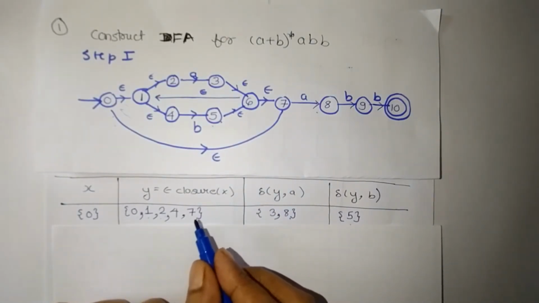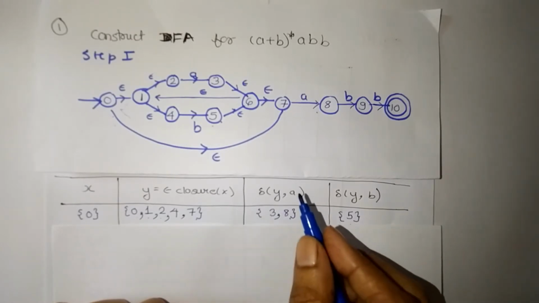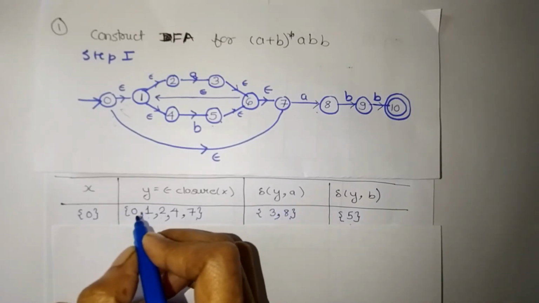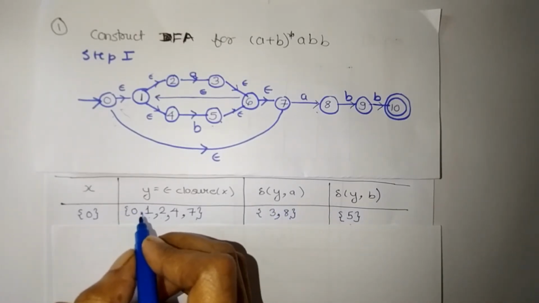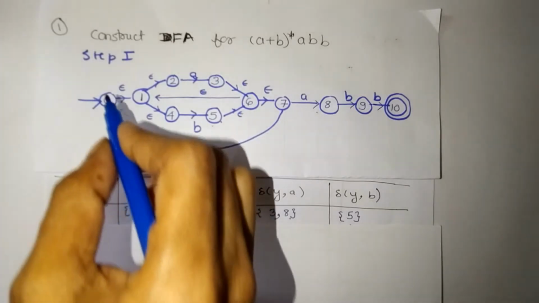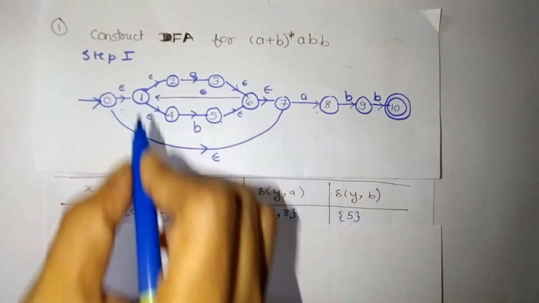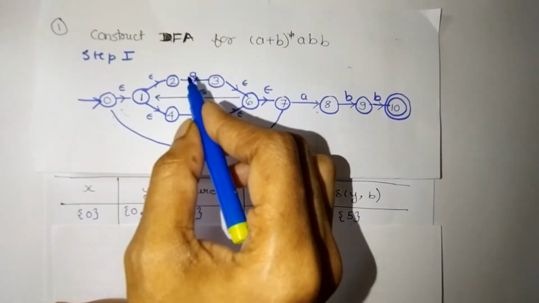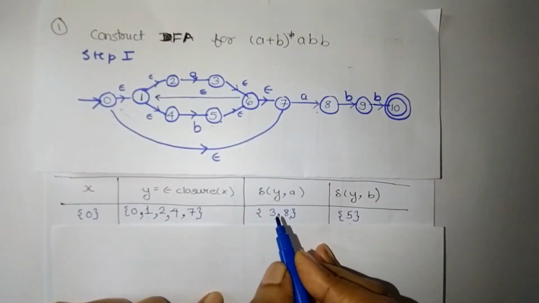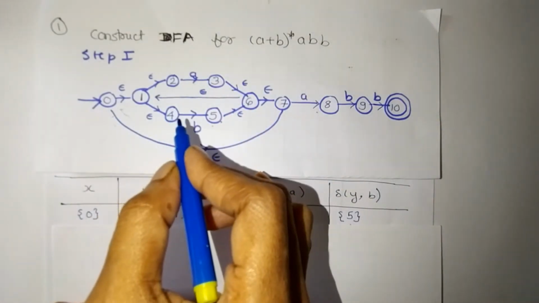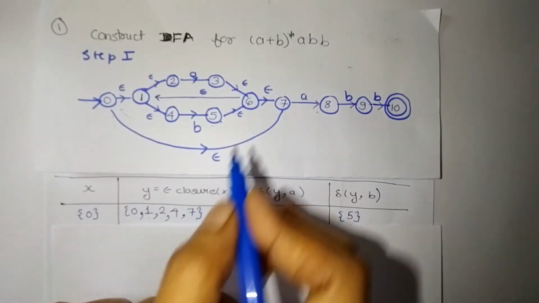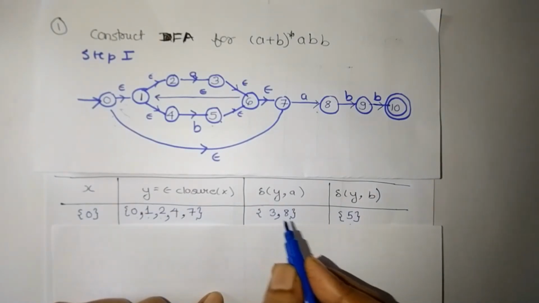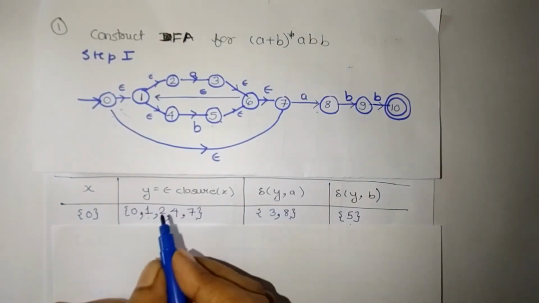After that, you have to find the transition on y, first of a on y. You have to find all the states reachable on input alphabet a. From 0, do you have a transition on a? No. From 1? No. From 2? Yes, to 3, so you include 3 here. From 4? No. From 7? Yes, to 8, so include 8 here. So 3 and 8 is the transition of a on y.